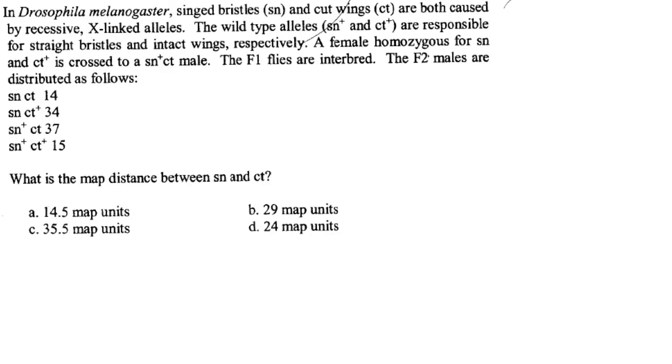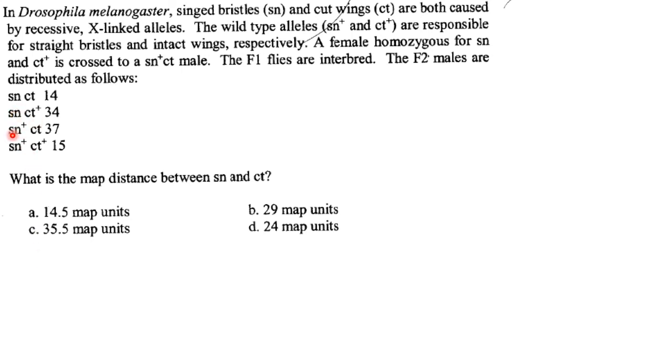Then in Drosophila melanogaster, singed bristles and cut wings are both caused by recessive X-linked alleles. The wild type alleles, that is Sn plus and Ct plus, are responsible for straight bristles and intact wings respectively. A female homozygous for Sn and Ct plus is crossed to an Sn plus Ct male. The F1 flies are inbred. The F2 males are distributed as follows. What is the map distance between Sn and Ct? So I will be explaining it in the next one. So before that, see the question.